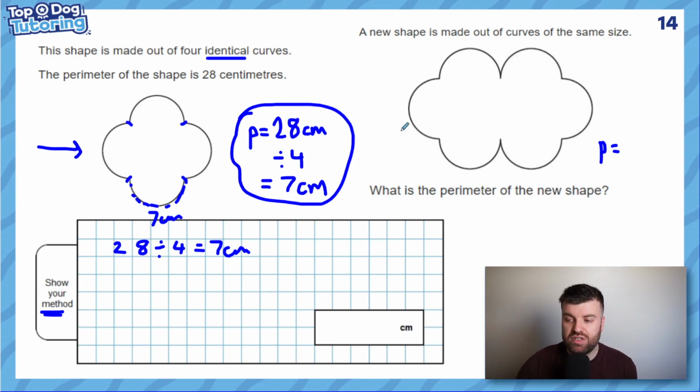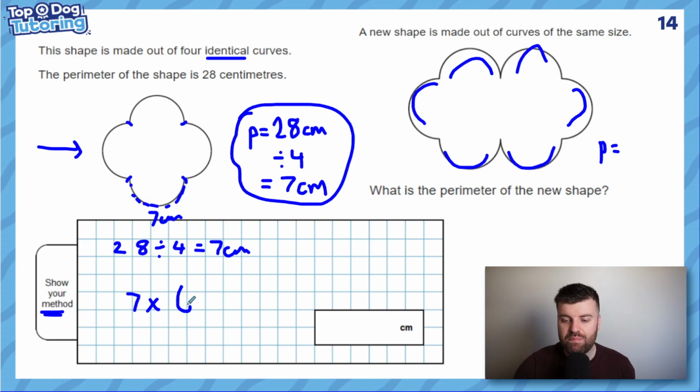What is the perimeter of this new shape? Well, quite simply, it's going to be 7 multiplied by how many of the curves are used. We have 1, 2, 3, 4, 5, 6. Big reliance here on knowing our times table facts. 7 multiplied by 6 is 42. We put 42 in the box, and luckily for us, we're already given the units. Now we get 2 marks for this question. The only reason we'd get 1 mark is if we show our working out, but we've made a mistake somewhere.